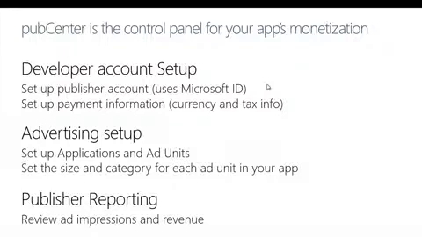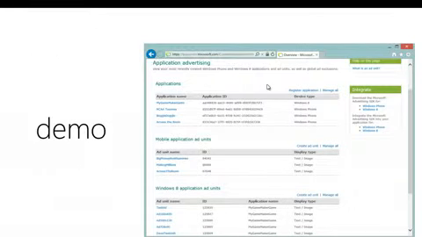Then we're going to talk about setting up your advertising itself. How do you go about doing that? It's literally 2 steps, and you're ready to go. And then we also have publisher reporting: the different kinds of reports on what you're earning as part of your advertising implementation within your games, with graphs and charts and other tools to track how well your advertising is working. So with that, let's roll right into a demo.